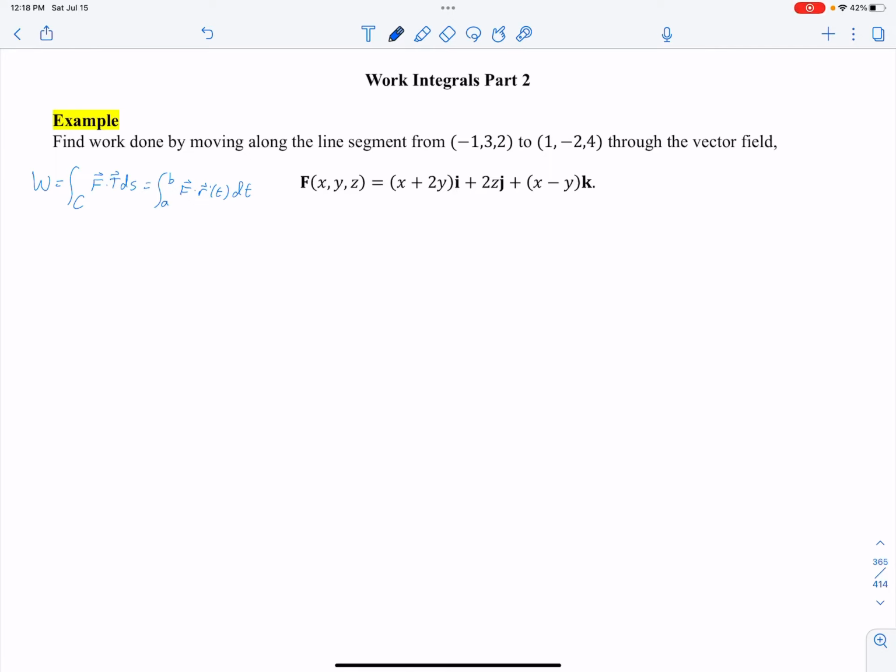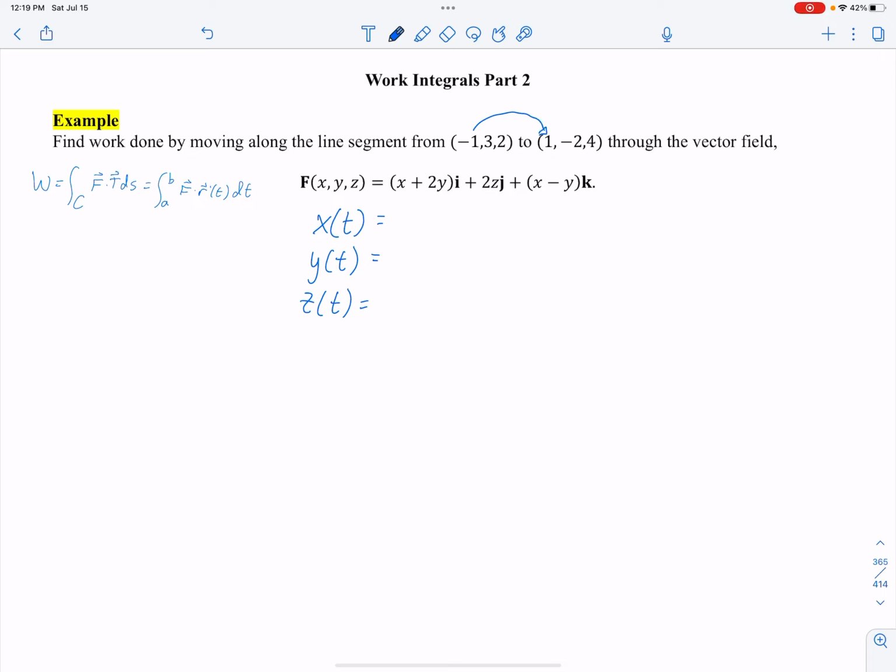In this video, we'll continue our discussion of work integrals by working another example. Find the work done by moving along the line segment, so we have 2 points there. We need to define x of t, y of t, and z of t. So we want that line segment. We want to find the work done through the vector field from that point to that point through the vector field given. This is a line segment, so I treat it the same way with growth.